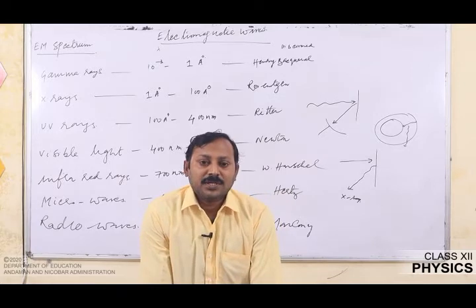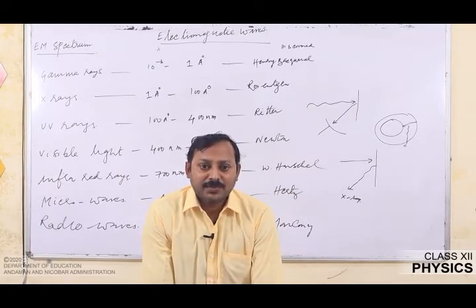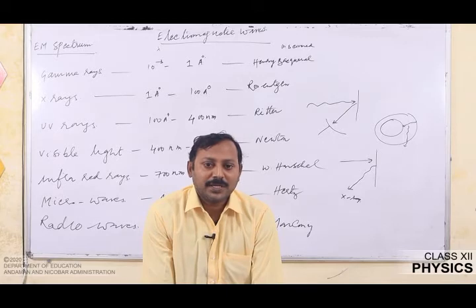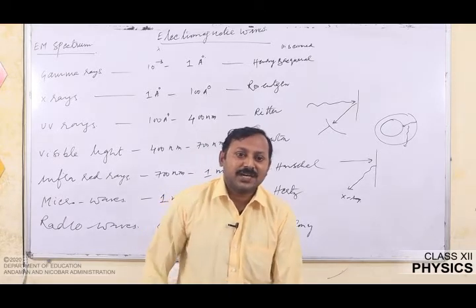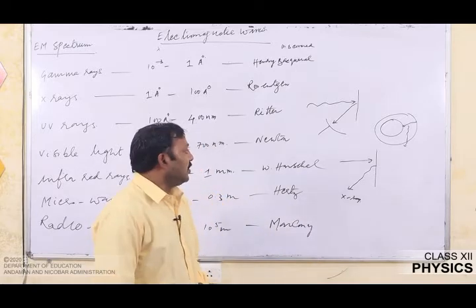Ultraviolet radiation has a wavelength range of 100 angstrom to 400 nanometer. Its frequency ranges from 3 × 10^16 to 7 × 10^14 Hz. It was discovered by Ritter. It is produced by passing an electric discharge through hydrogen or xenon gas.